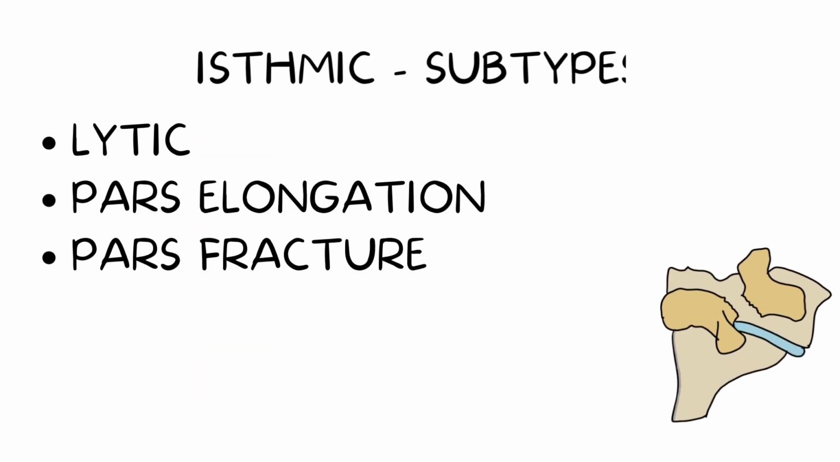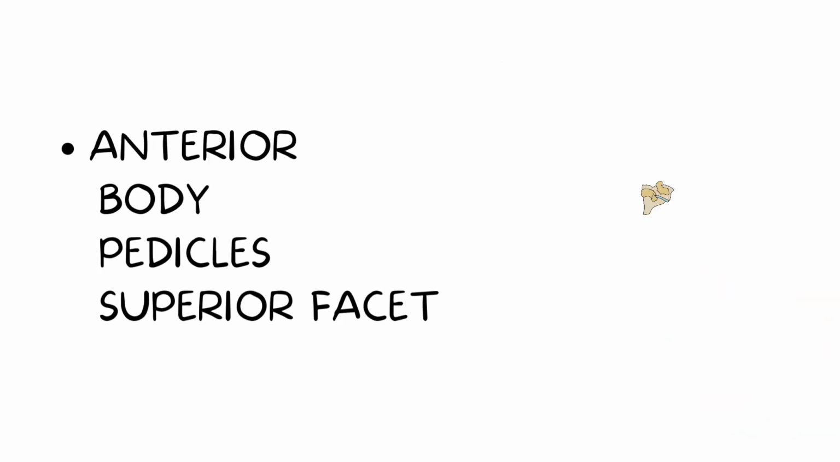Isthmic type is further classified into 3 subtypes: lytic, pars elongation type, and pars fracture type. Lytic type is where there is a defect in the pars, but it is not fractured completely. In pars elongation type, the pars is abnormally elongated. The third type is pars fracture, where the pars is completely fractured.